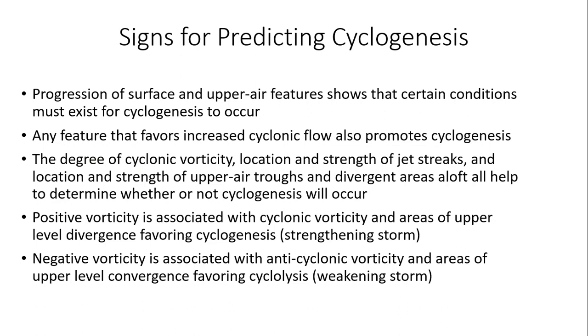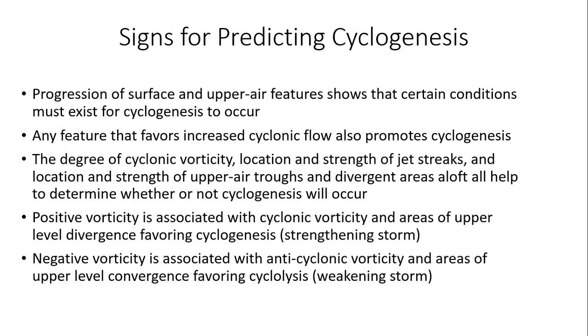So now I'm going to turn my attention to tips or signs for predicting cyclogenesis. The progression of surface and upper air features, you've got to keep an eye on these things, both at the surface and aloft, show that certain conditions must exist for cyclogenesis to occur. Any feature that favors increased cyclonic turning of the winds is going to promote cyclogenesis. The degree of cyclonic vorticity, the location and strength of those jet streaks, and the location and strength of those shortwave upper air troughs, those divergent areas downstream of these shortwave trough axes, all help to determine whether or not cyclogenesis will occur.